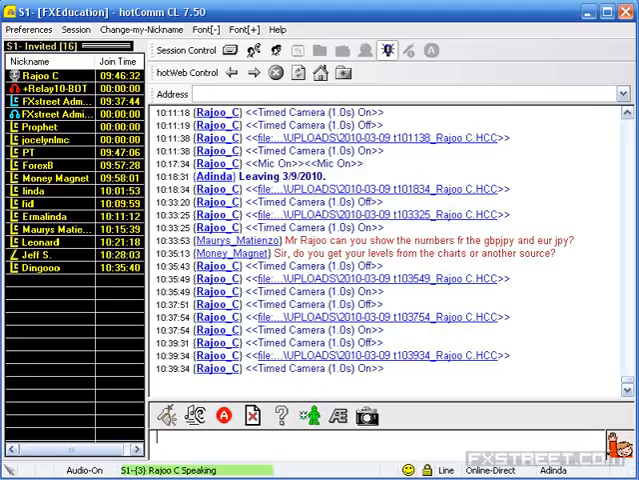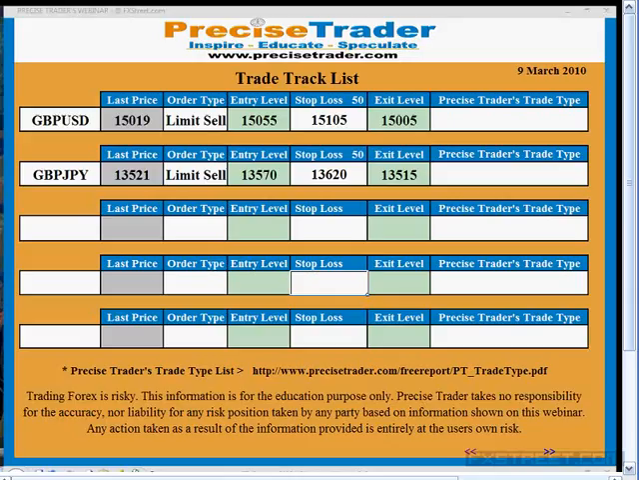Okay, the question is, so Raju, how can you show the numbers for the pound yen and the euro yen? Unfortunately, the numbers for the pound yen and the euro yen are not available because the report is not ready yet. Our report would be ready about 5 to 5:30 GMT. But if you want, I can give you the numbers. For the pound yen, my resistance zone 1 is 136.40, and my support zone 1 is 135.70.